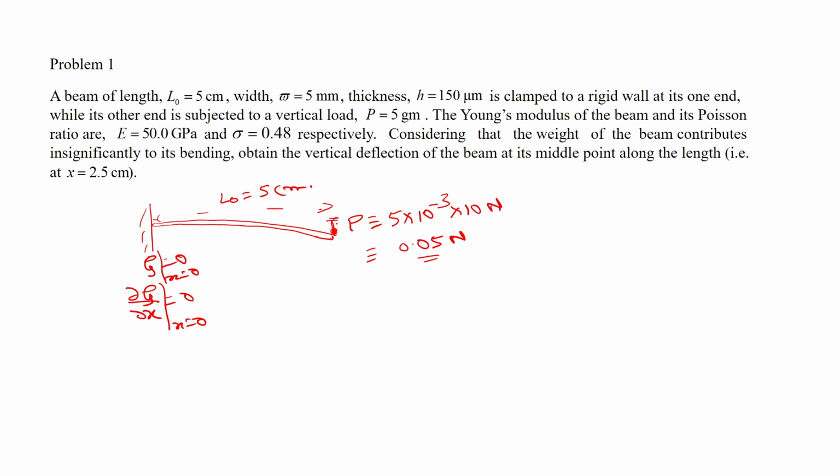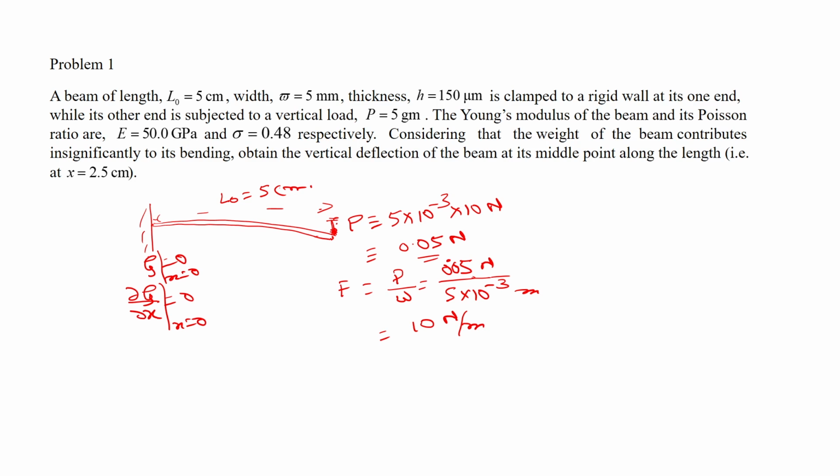What we need to obtain here is F, which will be equal to P by W. So it is 0.05 Newton, and the width is 5 into 10 to the power minus 3 meter. Here I will write 10 to the power minus 3, so this is 0.05 into 10 to the power 2, which is 10 Newton per meter. This is the load that has been applied, load per meter width.